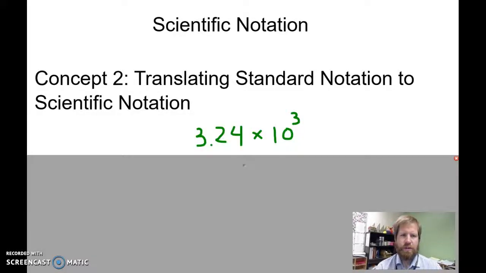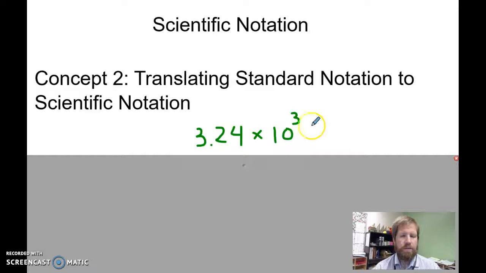Scientific notation, concept 2, translating standard notation to scientific notation. So in the last video we looked at taking a scientific notation number and turning it into standard notation. Now we're going to do the opposite, but before we do, I want to make sure that we go through and we understand exactly what scientific notation is and what the form should look like every time.